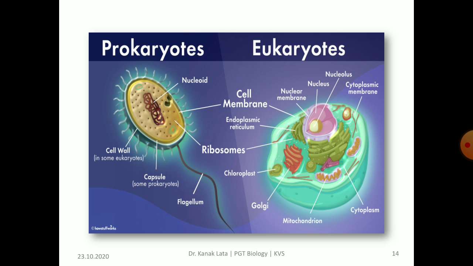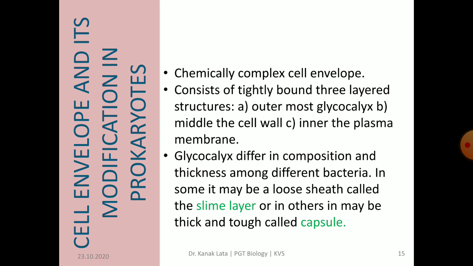Here it is also about prokaryotes and eukaryotes. Most of the prokaryotic cells, particularly the bacterial cells, have a chemically complex cell envelope. So in this slide, we will discuss the cell envelope and its modification in prokaryotes. In case of prokaryotes, the cell envelope consists of a tightly bound three-layered structure. The outer layer is glycocalyx, the middle is cell wall, and the inner is plasma membrane.